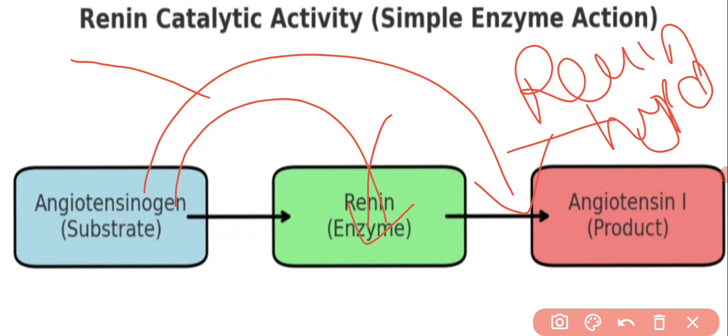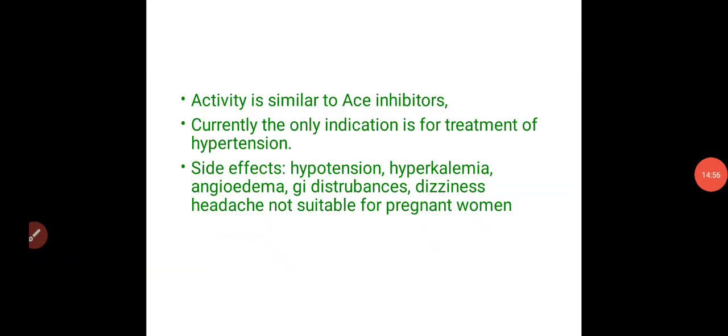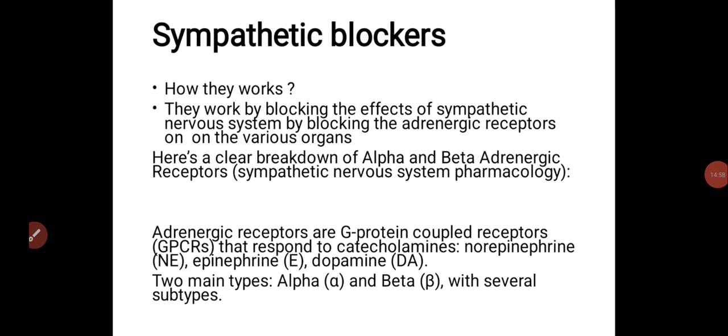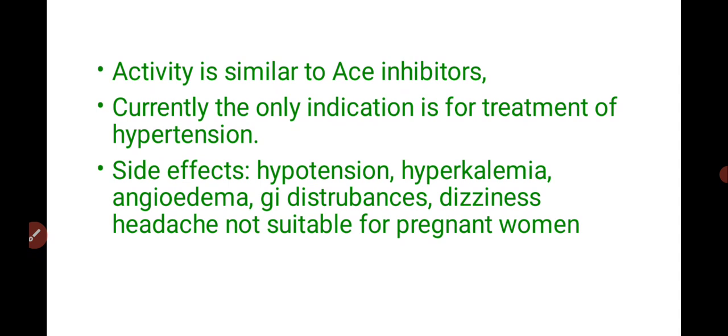What are those? Direct renin inhibitors. Side effects are mostly the same. Here also angioedema, here also hyperkalemia, here also GI disturbances. Here also headache, dizziness, and these are also not suitable for pregnant women.